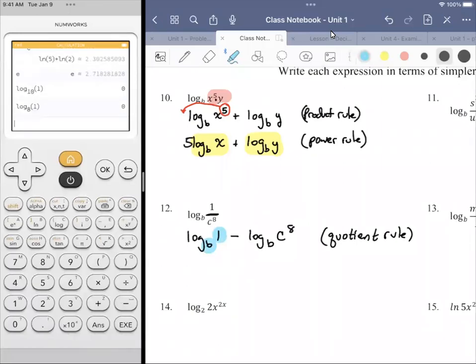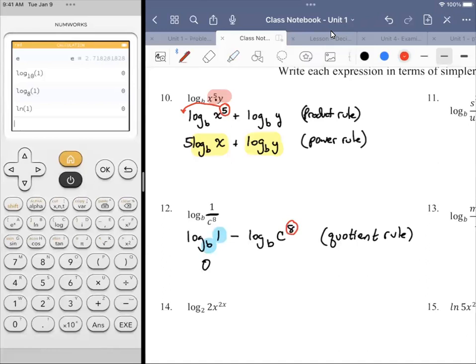Still a 0. Let me try it with a base e. Still a 0. No matter what you put in there, as long as it's a positive rational number, and even irrational numbers, but we're mostly going to focus on rational numbers, the result is always going to be equal to 0. All right. So this will be 0.